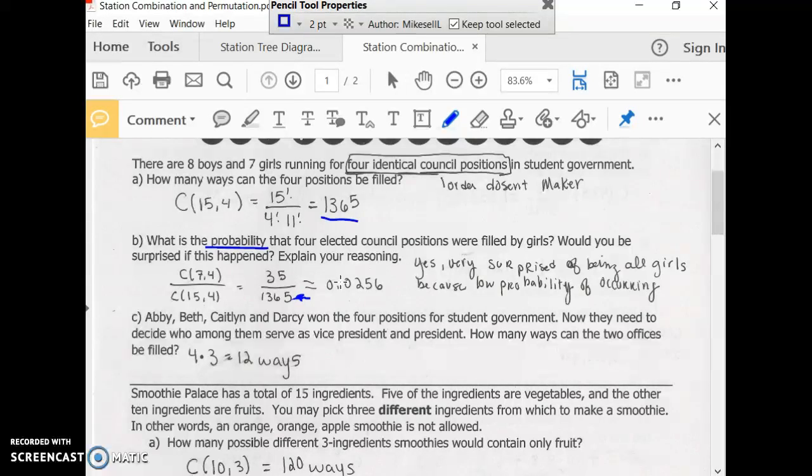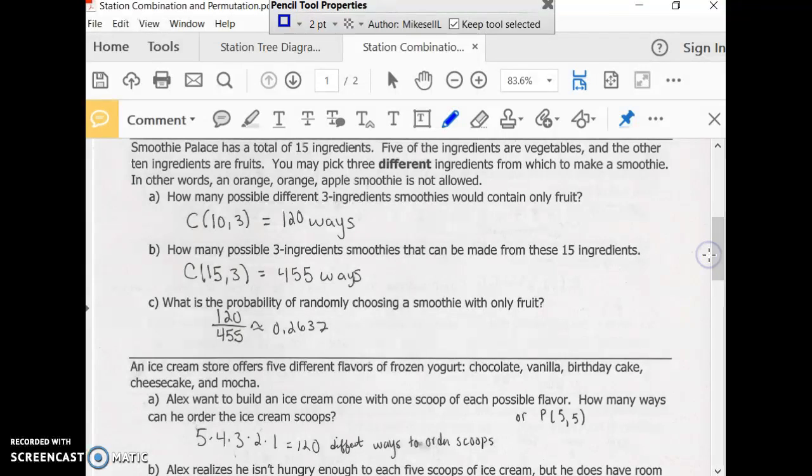Very surprising, because you have a very low probability of that occurring. So Abby, Beth, Caitlin, and Darcy won the 4 positions for student government. Now they need to decide who among them will serve as vice president and president. So you have 4 options. How many ways can someone serve as president? 4 ways. How many ways can someone serve as vice president? 3 ways. 4 times 3 is what? 12 ways.